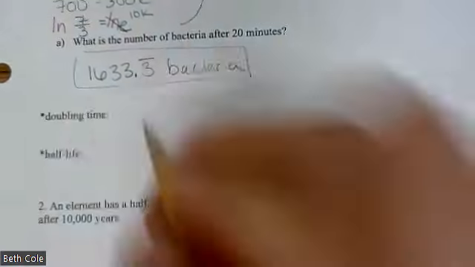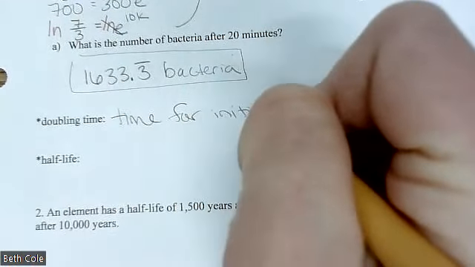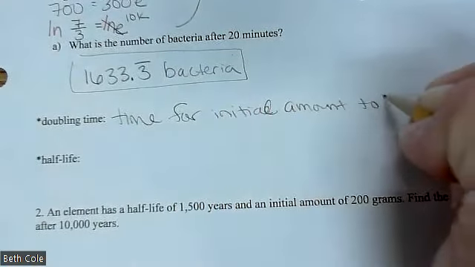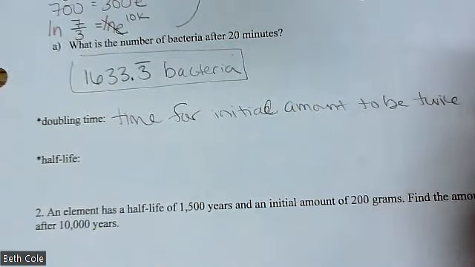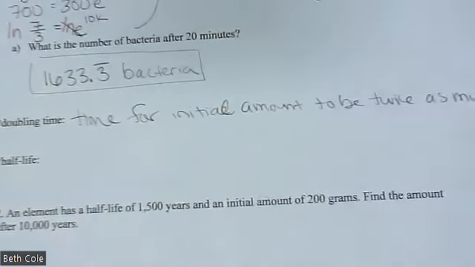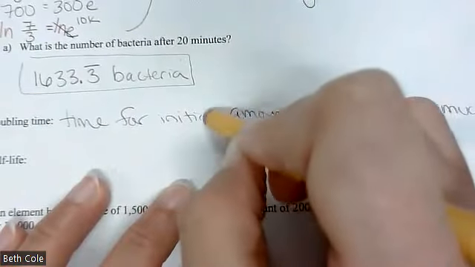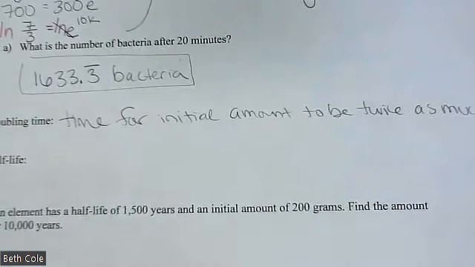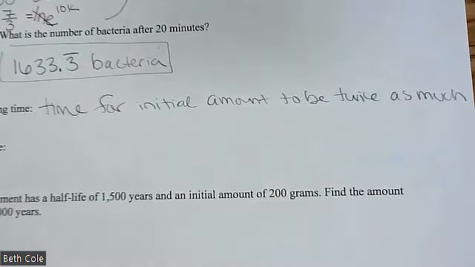Okay, so doubling time is the time for the initial amount to be twice as much. So time it takes for the initial amount to be twice as much. The thing that messes people up about the doubling time and half-life is it's what gets plugged in for t. It's time. So it's what gets plugged in for t.